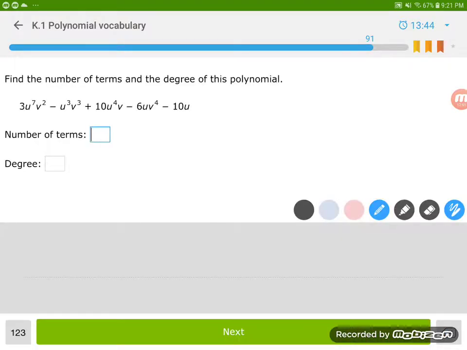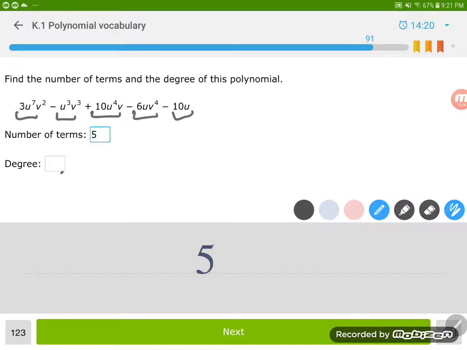Ooh, the challenge zone. And I think, well, you know what? We'll go ahead and we'll work on this one too. All right, so find the number of terms and degrees of this polynomial. Oh, this is a tough one. If I'm not mistaken, you always want to take the highest power of any variable. I'm kind of guessing on this one. So first off, we can go ahead and count the number of terms. Nothing about that changes. We see that this has 5 terms.